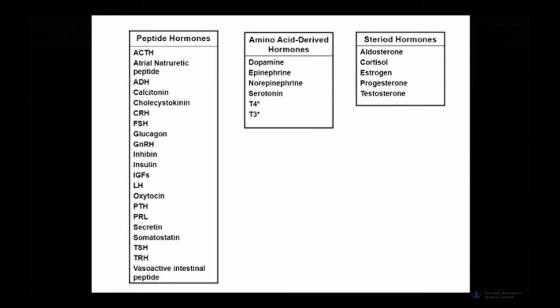And then T3 and T4, which stands for triiodothyronine and tetraiodothyronine, which is thyroid hormone. Okay? T3 and T4 are also, even though they are amino acid derived, fat-soluble. So all the steroid hormones and thyroid hormone, the two forms of thyroid hormone, are fat-soluble. The rest are water-soluble.